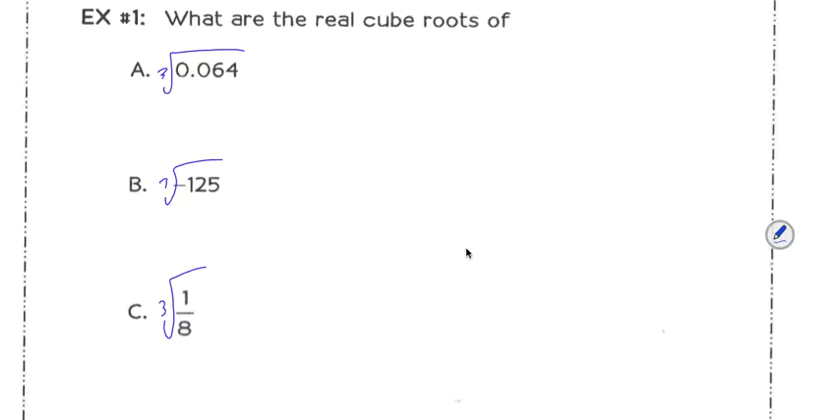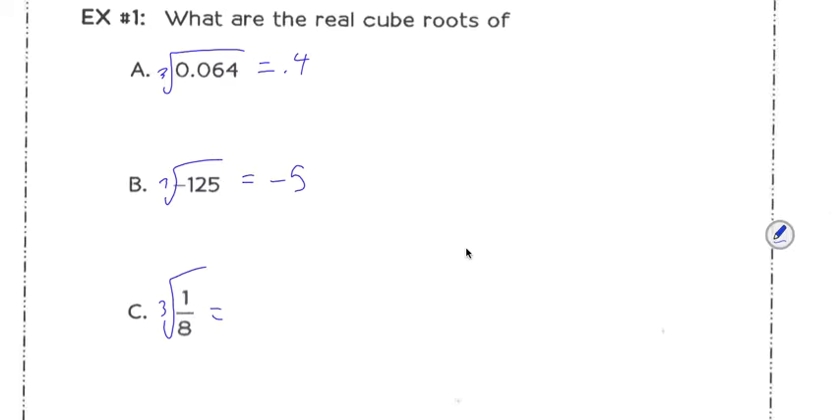Okay, and what you should have gotten here is 0.4. Because if you do 0.4 times 0.4 times 0.4, you're going to get 0.064. 4 times 4 times 4 gets you 64, but if we've got that decimal point in there, now we've got 3 decimal places. You can do the cube root of negative 5 cubed. Sorry, that cube looks terrible. It is just negative 5.